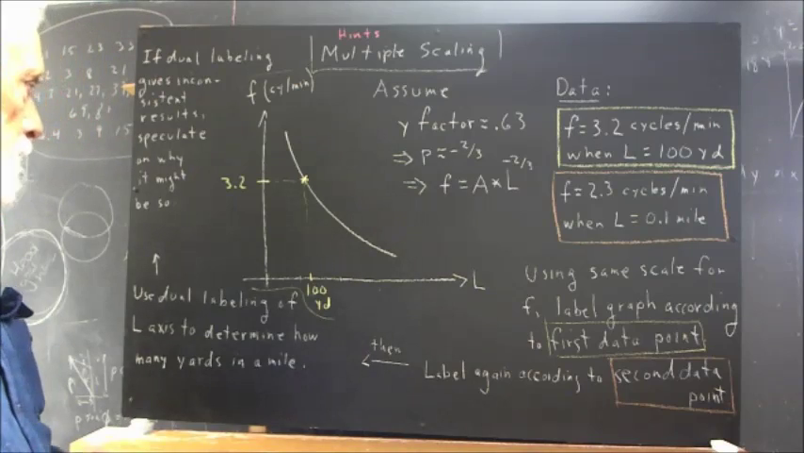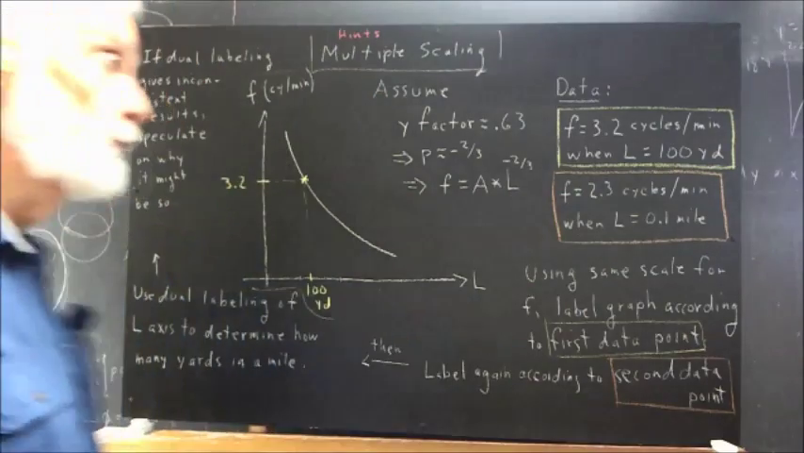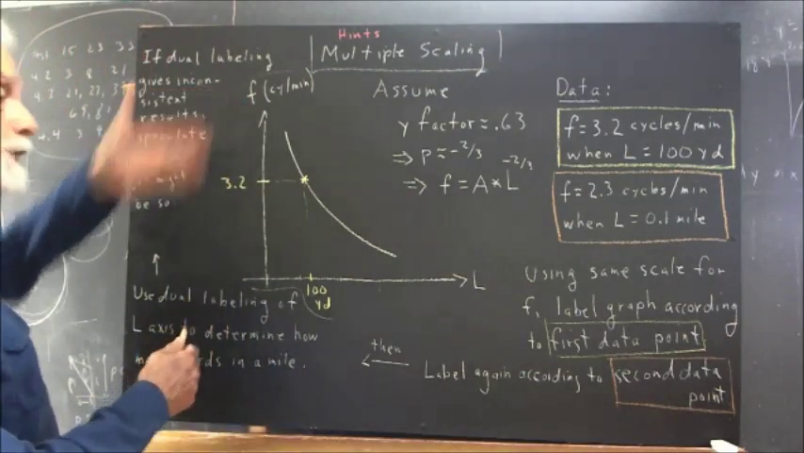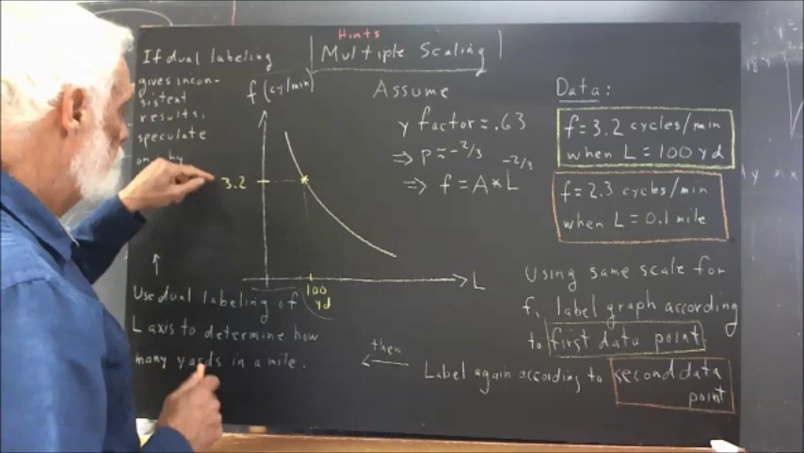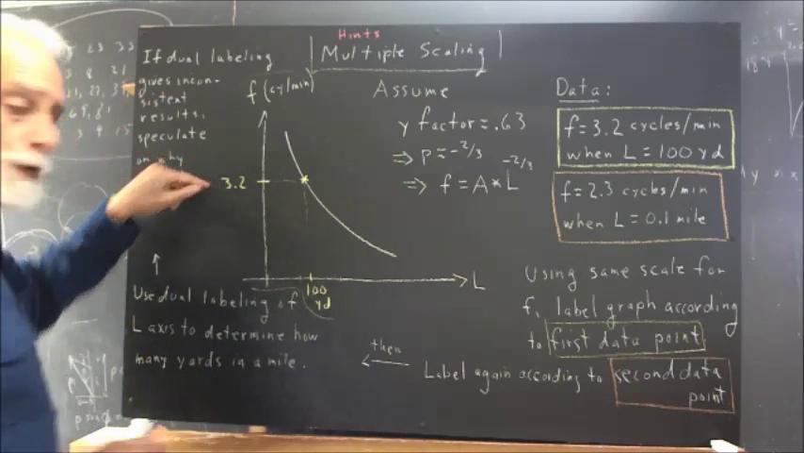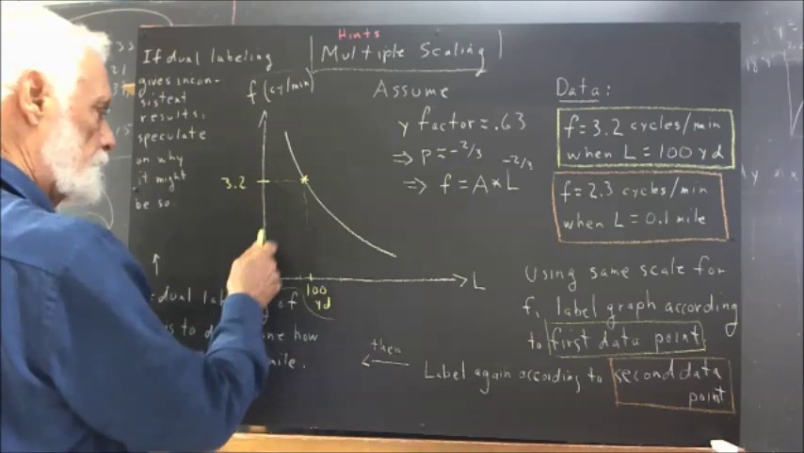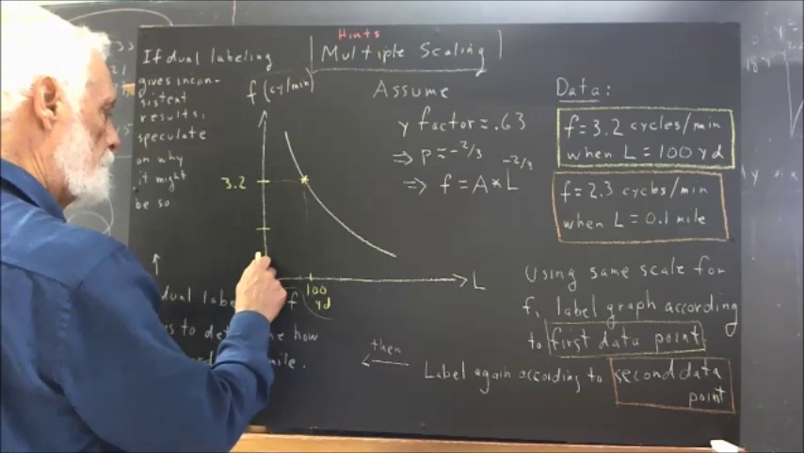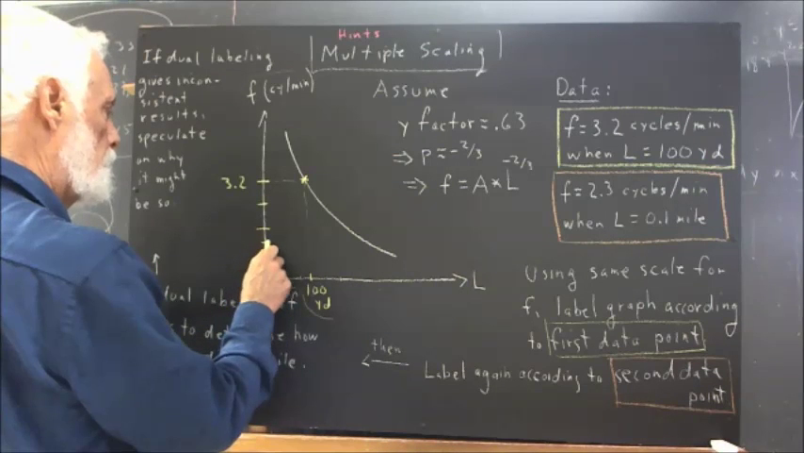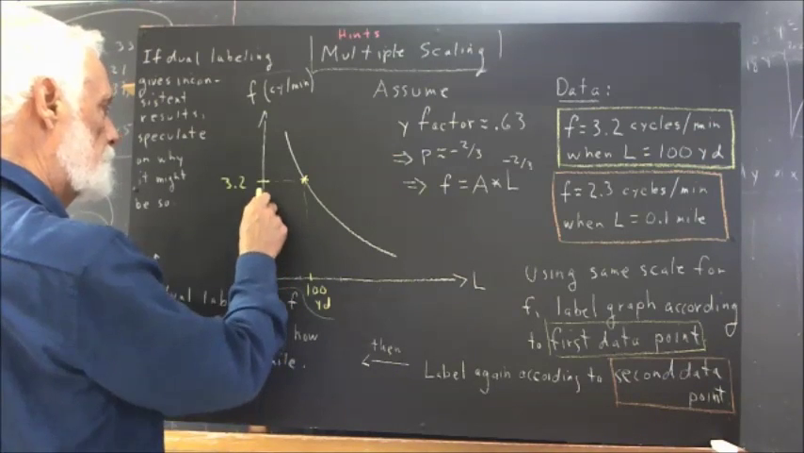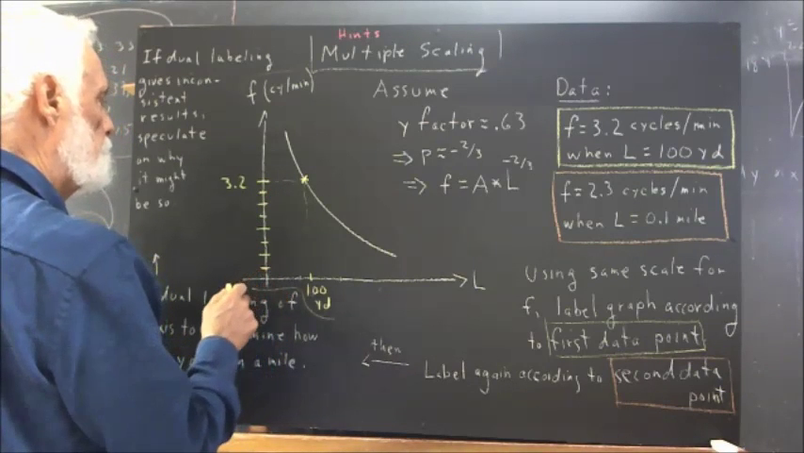Okay, second data point has frequency 2.3 cycles per minute. So we know where this data point is going to go on the frequency axis. Okay, 3.2, of course, we can go ahead and now scale the vertical axis. All I'm doing is progressively subdividing 3.2, which turns out to be pretty easy to do.